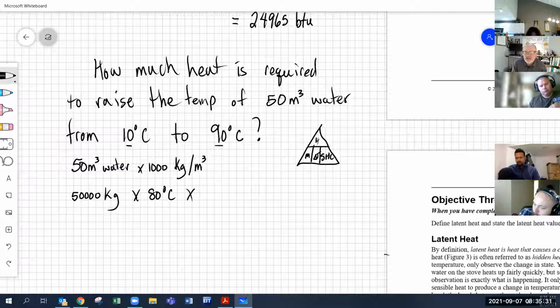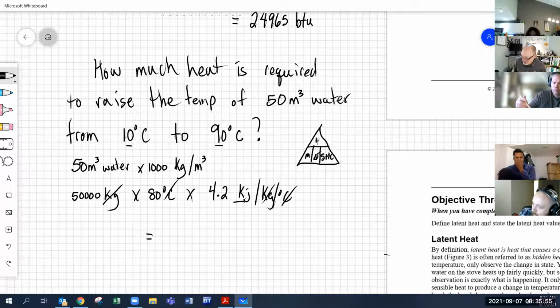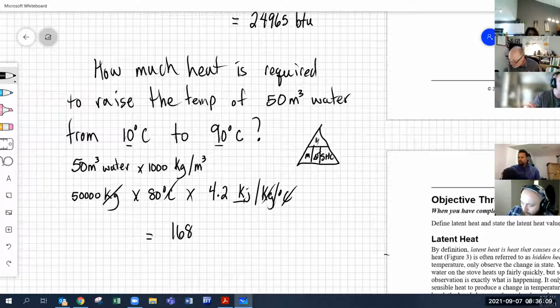And then I'm going to multiply that by the specific heat capacity of water in metric. And that would state 4.2 kilojoules per kilogram per degree Celsius. And as you can see, the kilograms get crossed out, the degrees Celsius get crossed out. I'm left with kilojoules, and that's 50,000. And there is how much heat that takes.